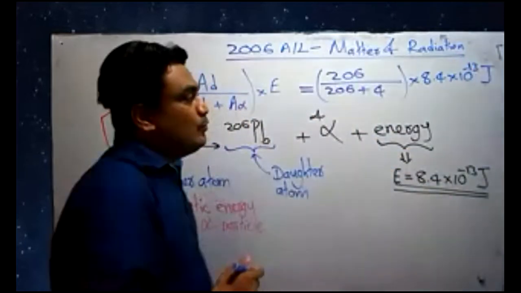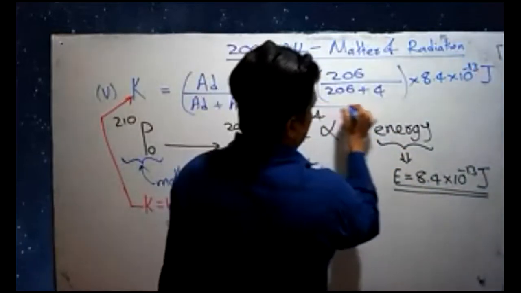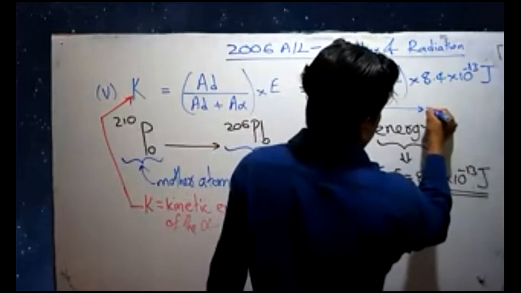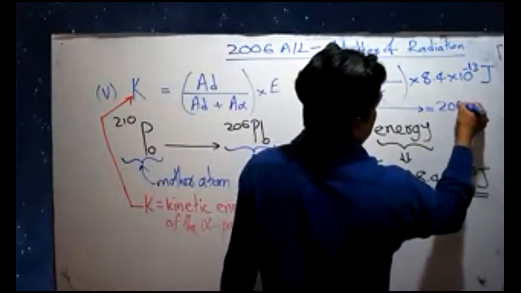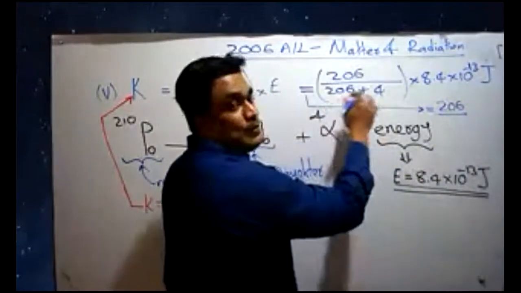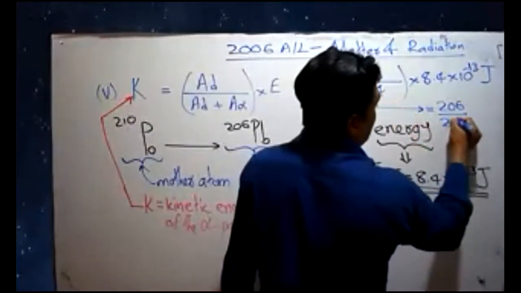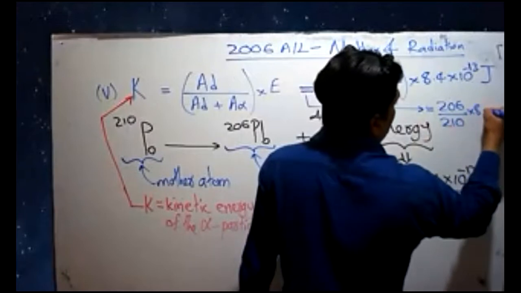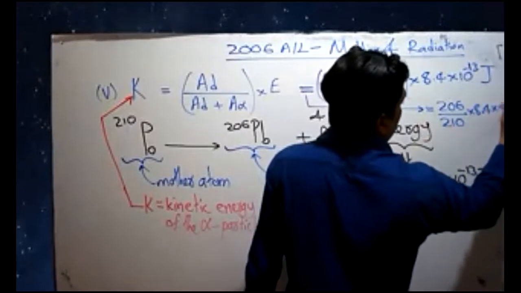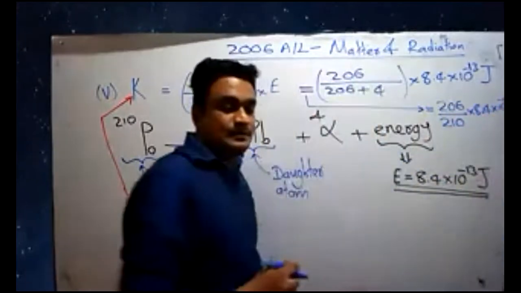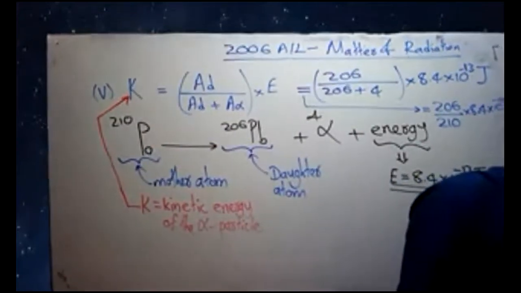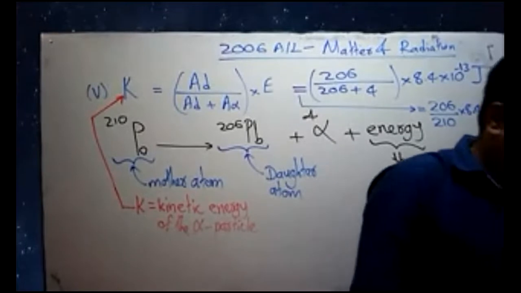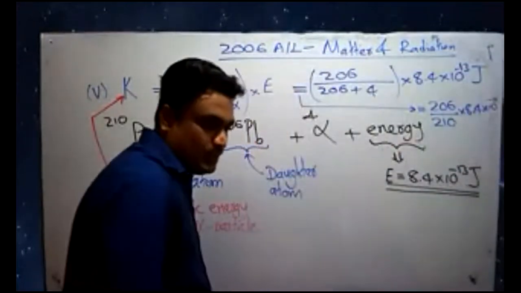Right? Now we can simplify this. Let me write the equation here. 206 divided by 206 plus 4, 210, into 8.4 into 10 to the power minus 13. Got it? Can you see the board? Now okay, right?